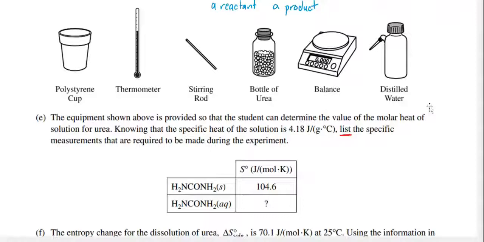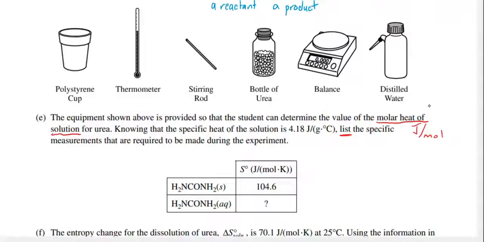Now, if you need to write stuff out to help you answer the question, that's fine, but you don't need to write an explanation. You just need to list it. Okay, so let's think about how we will calculate the molar heat of solution for urea. Well, molar heat of solution is going to be in joules per mole, or kilojoules per mole. That's why it's called the molar heat, because it's per mole.